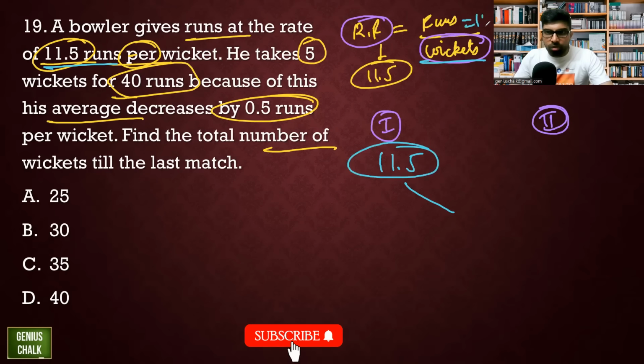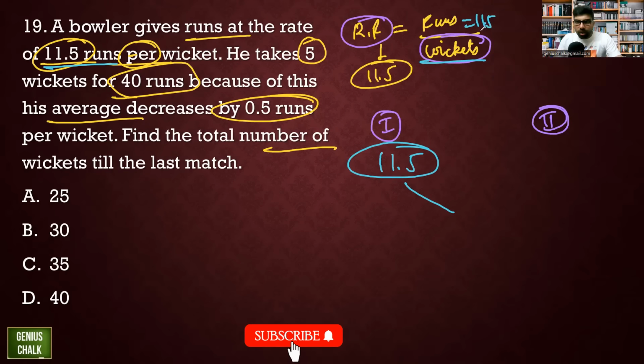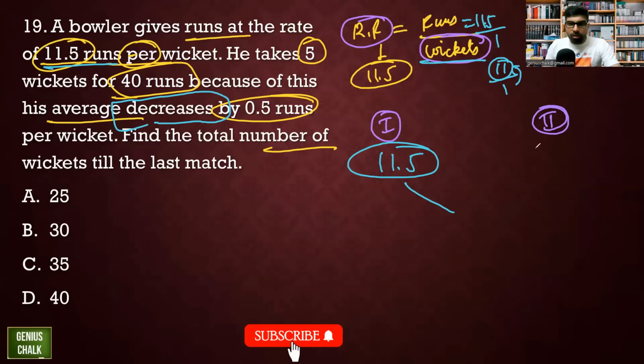What does 11.5 suggest? That if you give 11.5 runs, then you can take 1 wicket. But if you are giving 11 runs and taking 1 wicket, that means this average is better. So the average will decrease in this case, always remember. That means the bowler is getting better. Okay, so 11.5, and this we need to find, and this is decreasing, so 11 is the average now. What is the ratio?